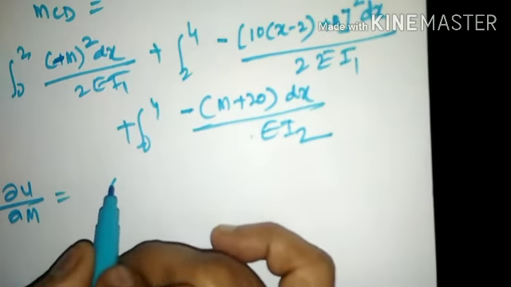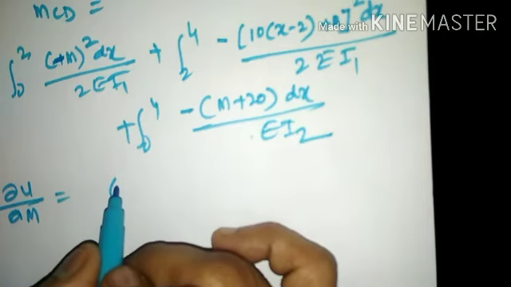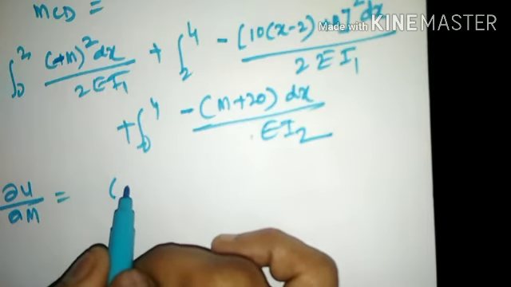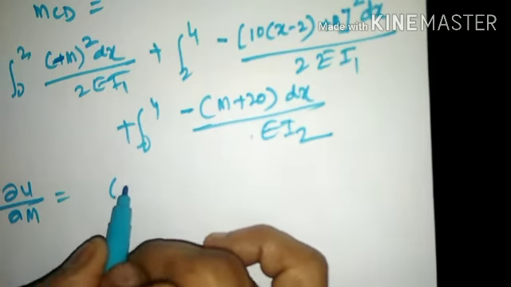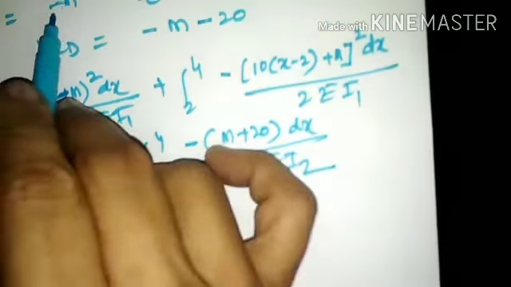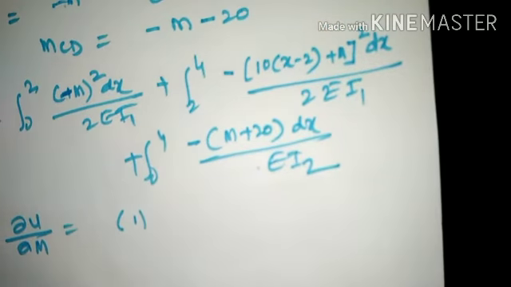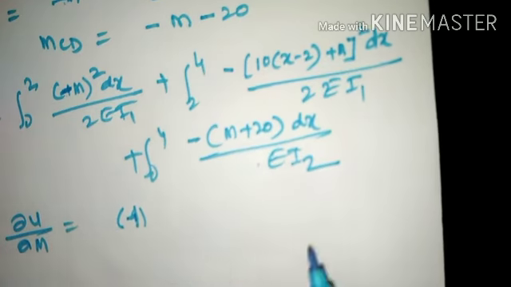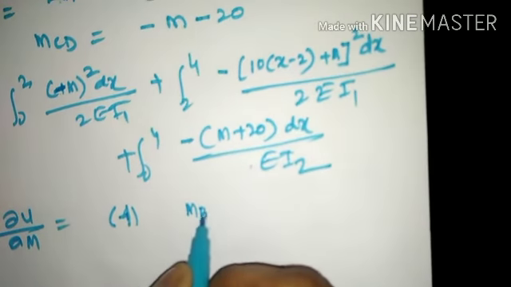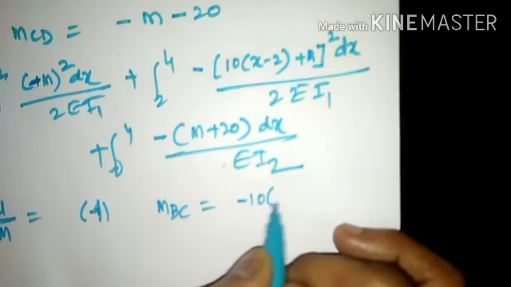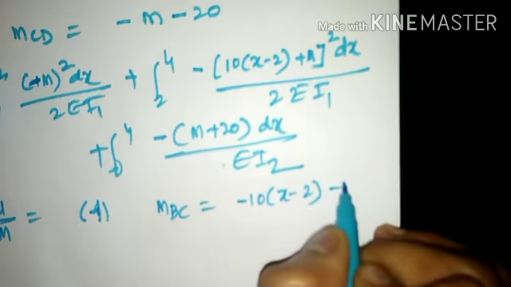So that is nothing but the first term, which shall come as 1. So it will be kept as it is. Now if you keep this particular term, that is the m term, ∂u, the first term, m_AB is m here, so minus m, so it will be kept as minus 1. So for m_BC, when you consider the expression, it is minus 10 x minus of 2 minus of m.